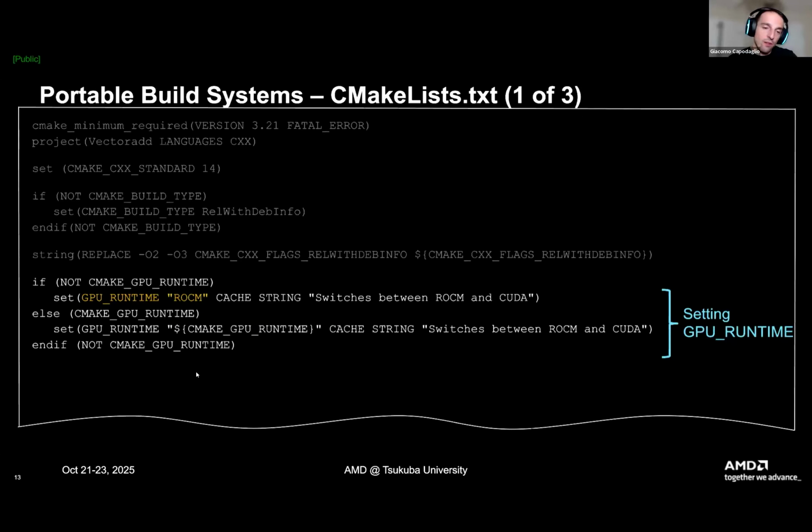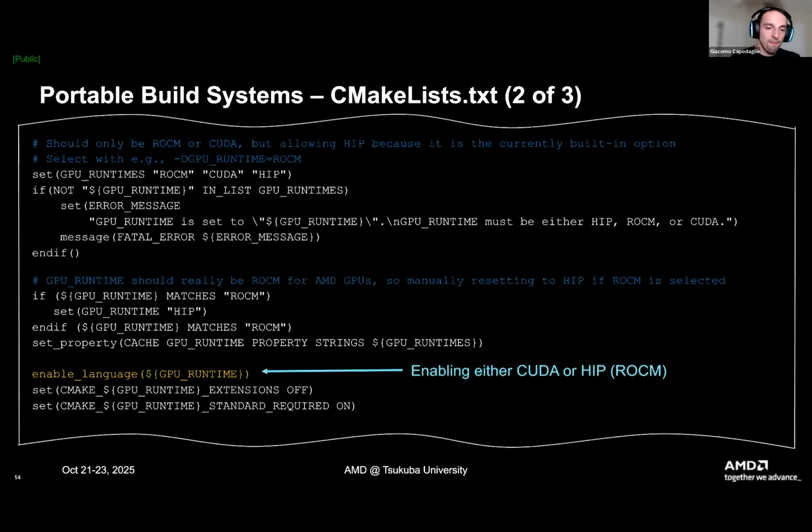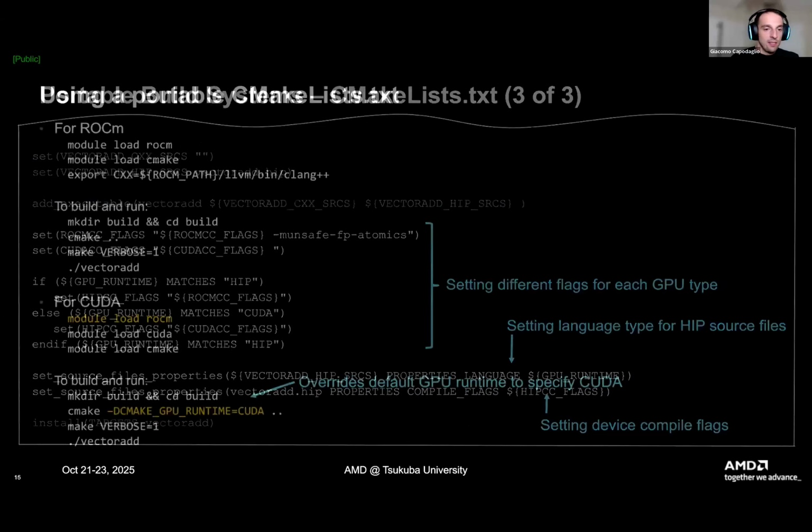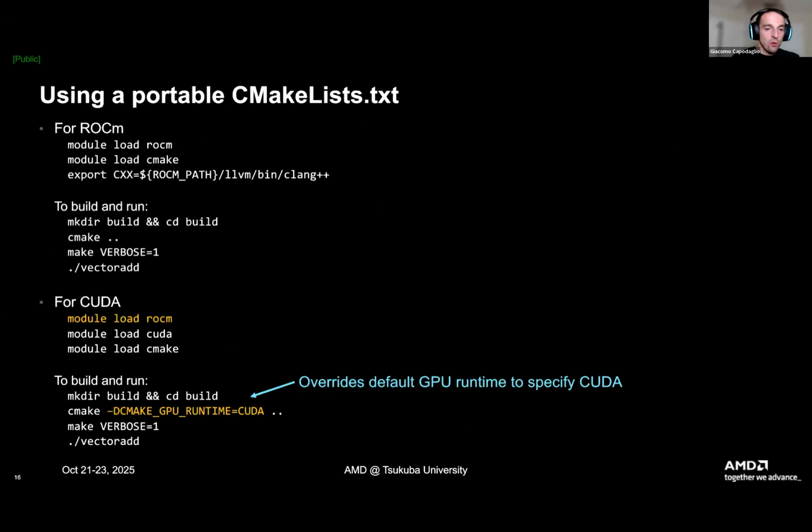The CMake, of course, is a little more involved, but the idea is basically the same. With this GPU runtime, we switch between AMD and NVIDIA. And there's also this enable language that's available on CMake that will basically tell if it's HIP or CUDA. Yeah, and the way you actually compile it is basically similar, except that now with CMake, you have to use this syntax with the dash D.